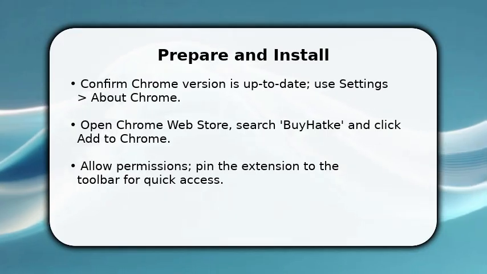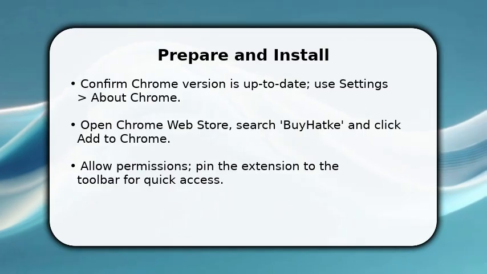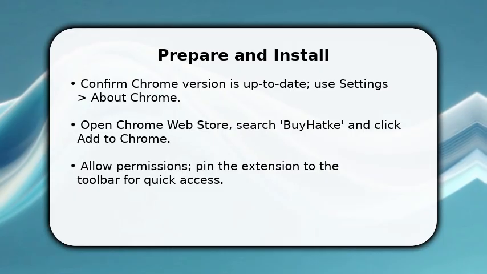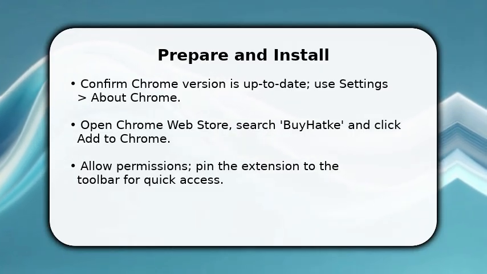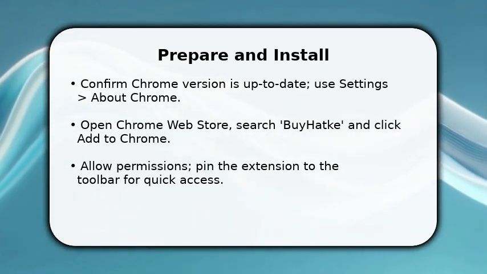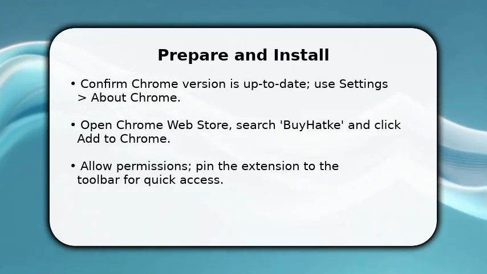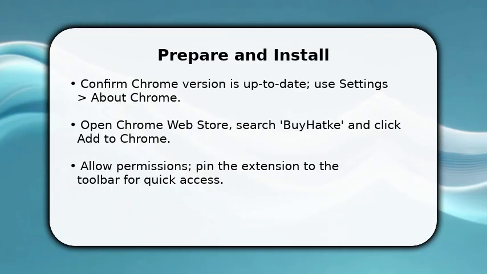You start by verifying Chrome is current so the extension runs smoothly. Once done, open the Chrome Web Store, search for BuyHatke and click Add to Chrome. Accept requested permissions. Make sure to pin the extension to your toolbar so it's accessible while shopping. This initial setup reduces friction and prevents permission prompts later.